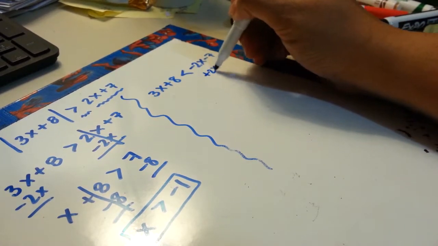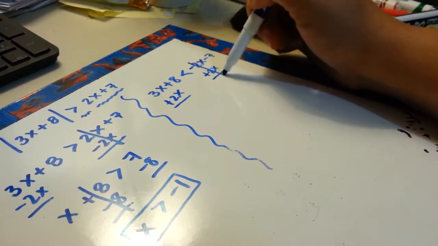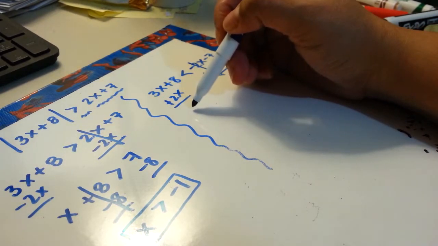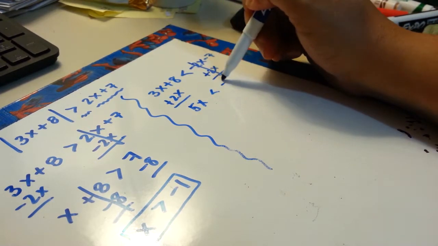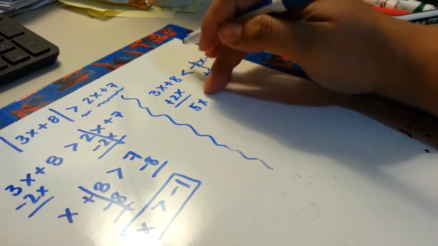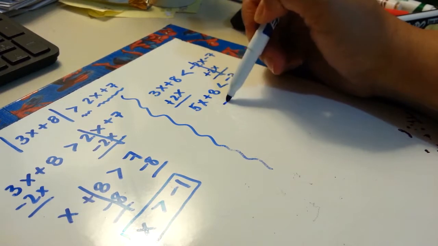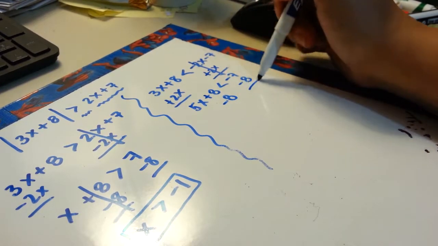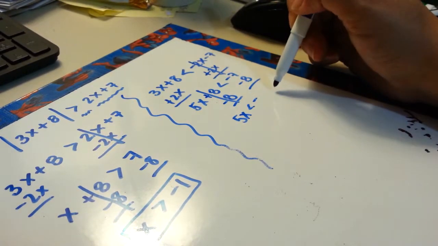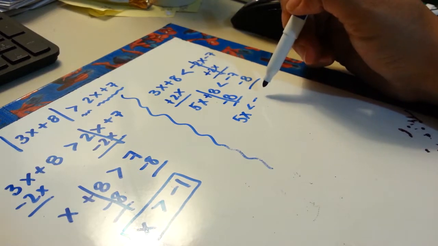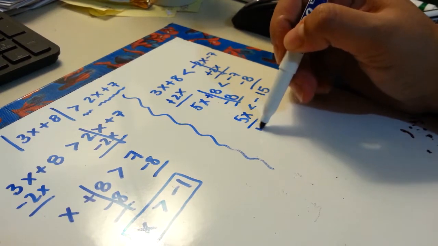With this one, I'm going to move the 2x over. Three plus 2 is 5. Less than negative 7. I have a plus 8 here. I'm going to subtract the 8 from both sides. And I have 5x is less than negative, oh god, I can't add anymore. 3 and 5, 15. And I'm going to divide by 5.